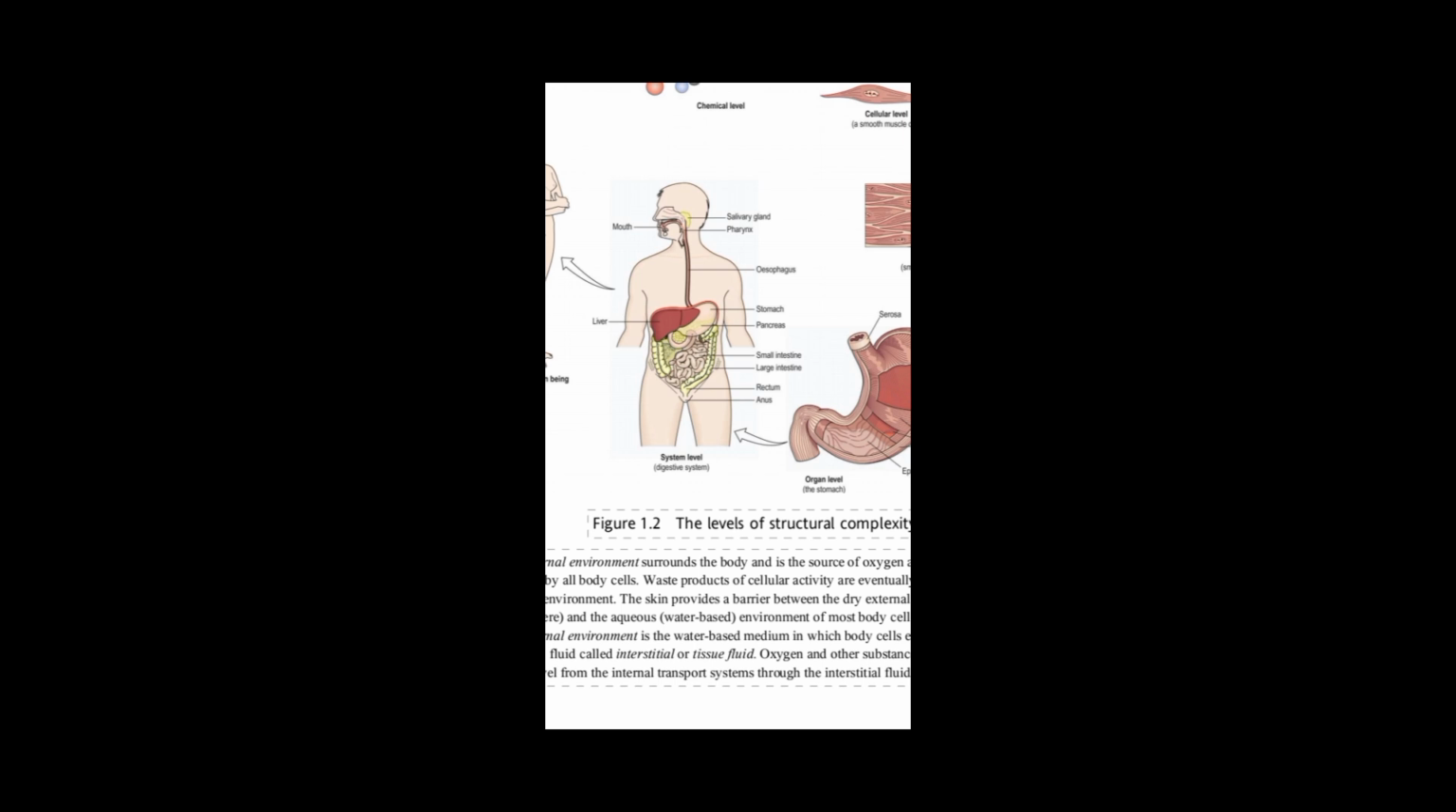At the chemical level, the atoms combine to form the molecules. The molecules combine to form the cells. That is the cellular level. When the cells combine, they form the tissues. And when different types of tissues combine, they form the organs. When the different types of organs combine, they form the systems. Now we've got a complete human being.